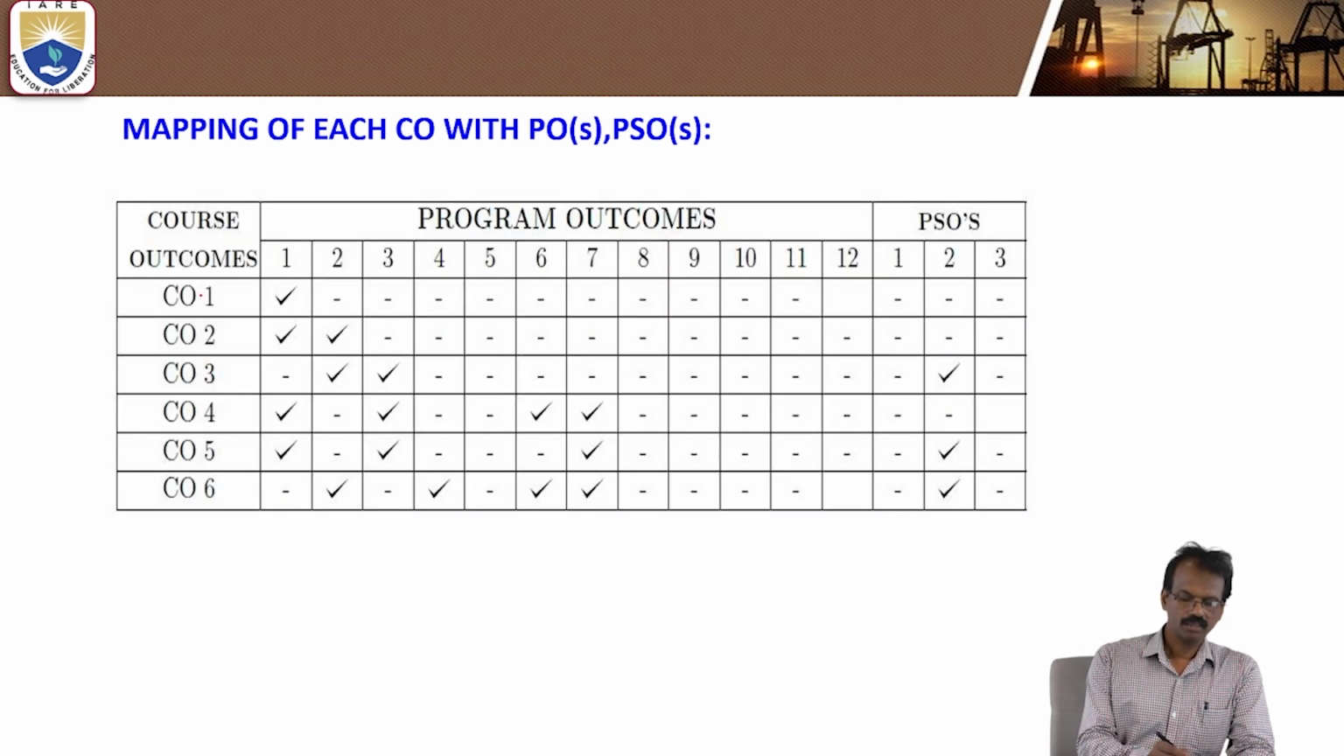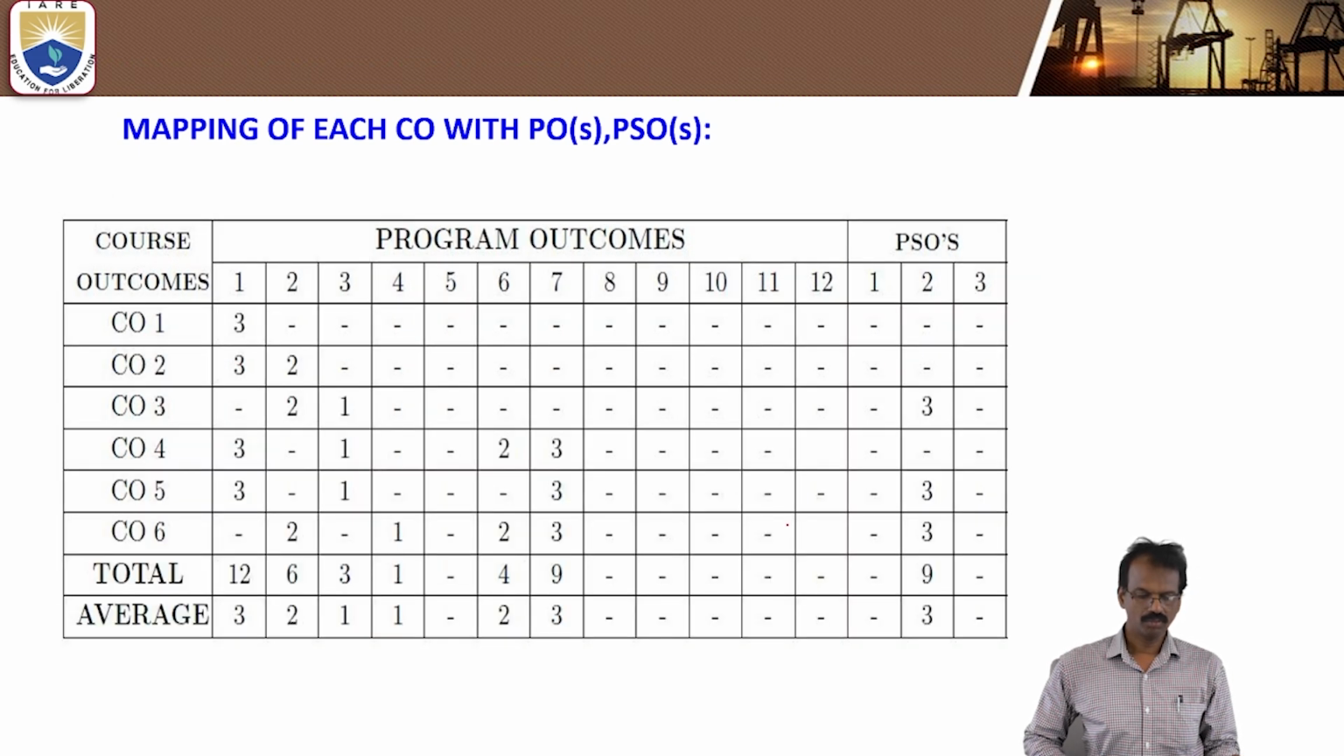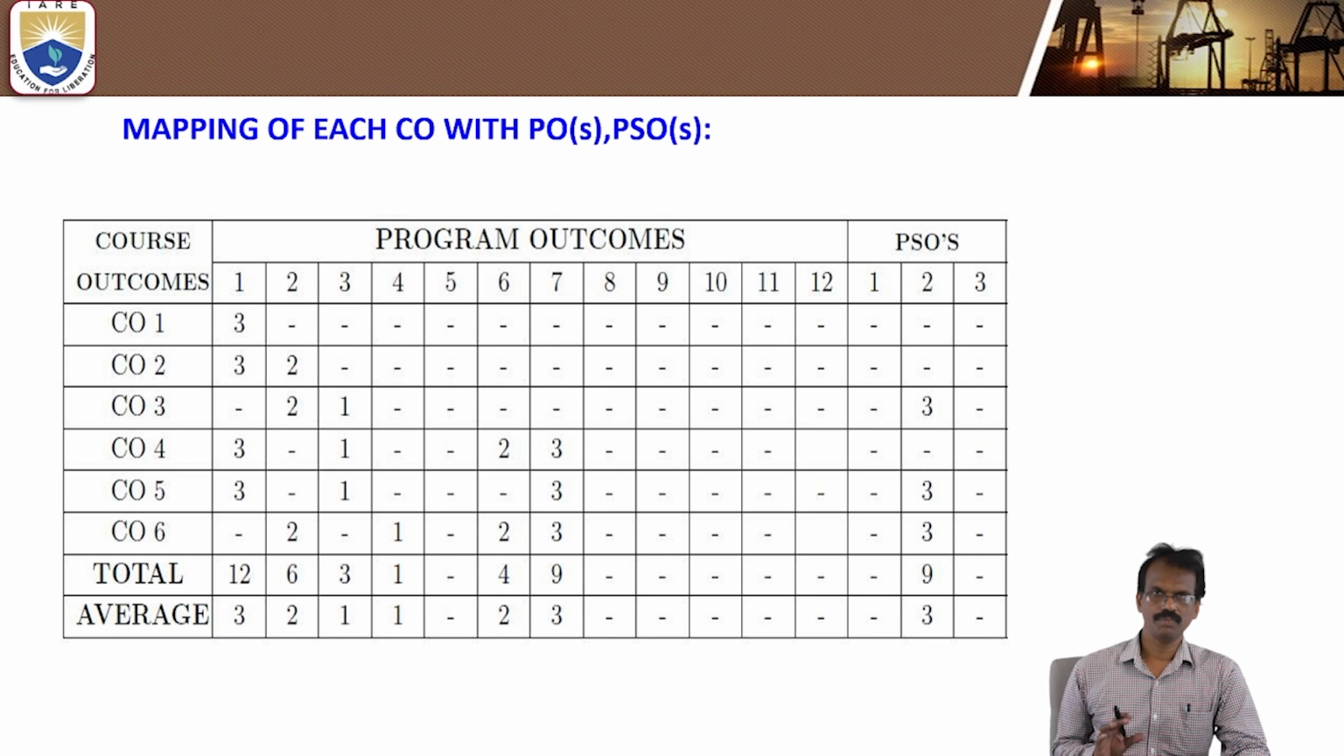So here CO1 is mapped with PO1, CO2 is mapped with 1 and 2, 3 and 2, 3 are mapped, and so on. These are the mappings very relevant to COs and POs. These are the PSOs mapped. Okay. So these weightages are taken from the vital keywords. How many keywords are covered in this justification? Based upon that, we find the weightages.